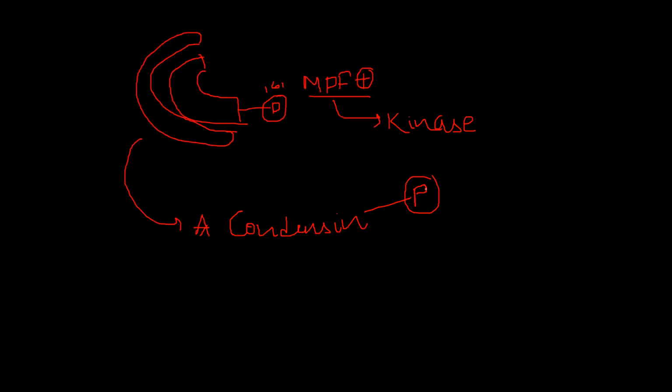Anyone? Condensation of chromosome, you all have heard. Okay, non-histone, yes. So condensation of chromosome takes place in the presence of this condensin protein. Then cohesin, phosphorylation by MPF. What is this cohesin? What is the role of this cohesin?